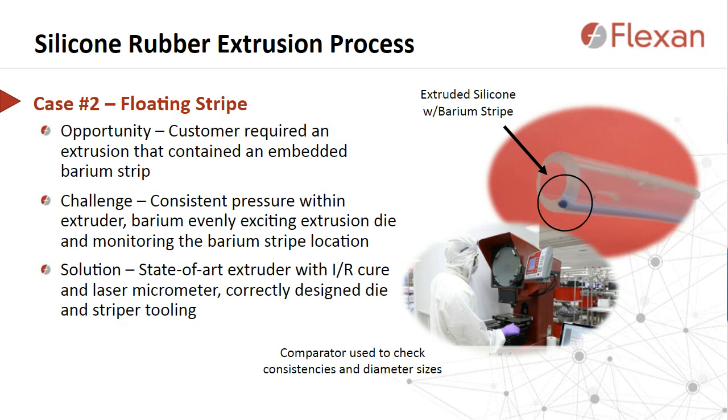The technical challenges of having the stripe float in the wall of the tube required proper extrusion pressure, barium-loaded silicone evenly exiting the crosshead and extrusion die, and monitoring of the stripe location. The application required the barium radiopaque marker in the extrusion be embedded rather than exposed to the ID or OD.